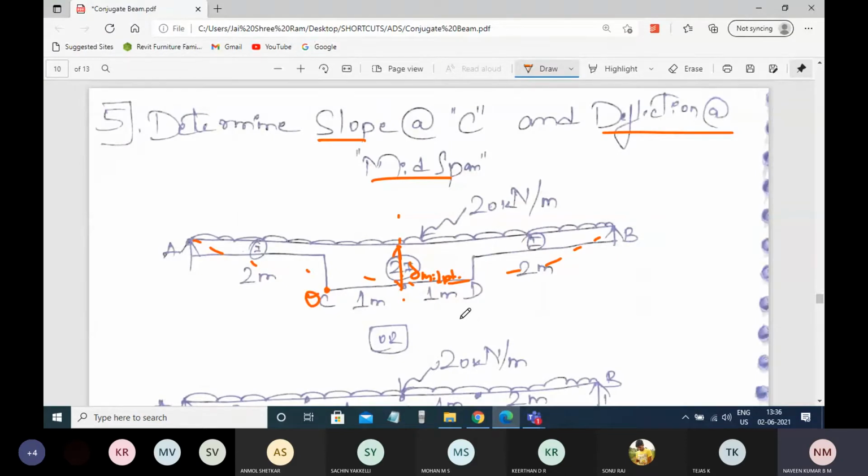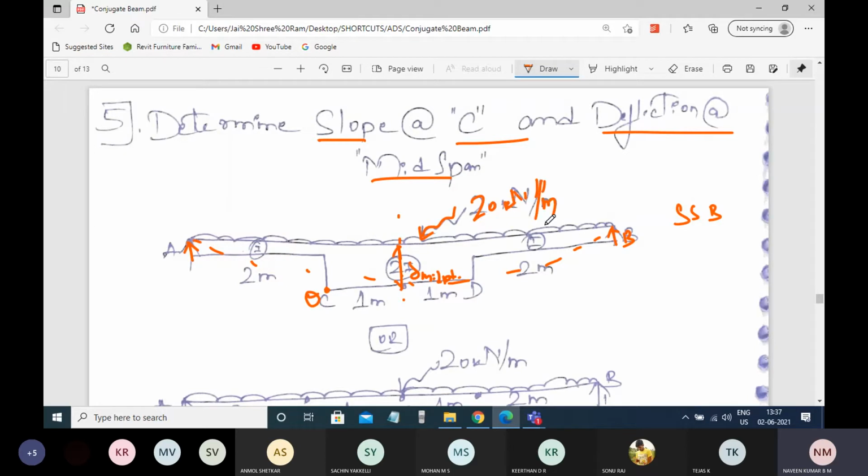So these two things we need to find. You can see what type of beam it is. Simply supported beam. At support A you can find a simple support, at B again a simple support. The loading here is UDL throughout the beam, with an intensity of 20 kilonewton per meter.